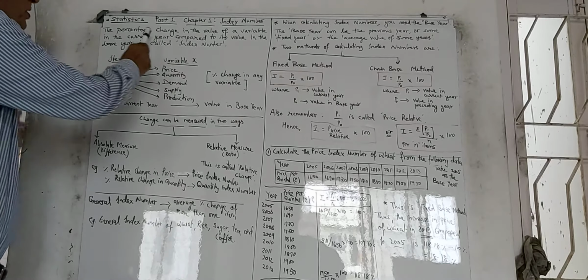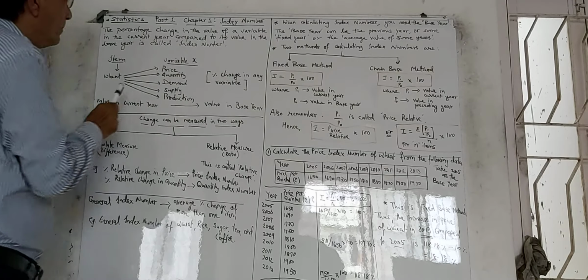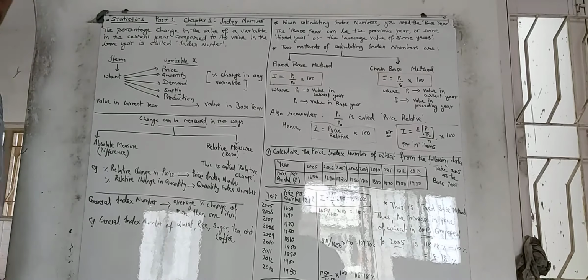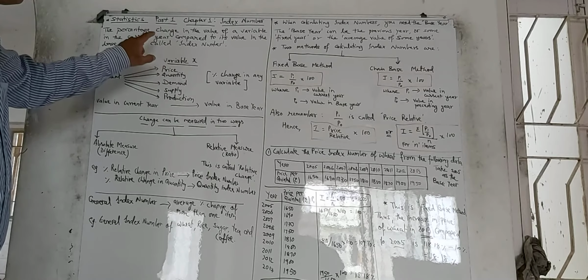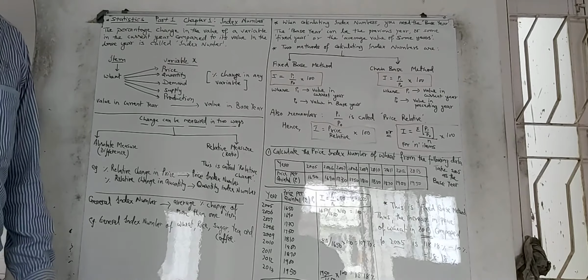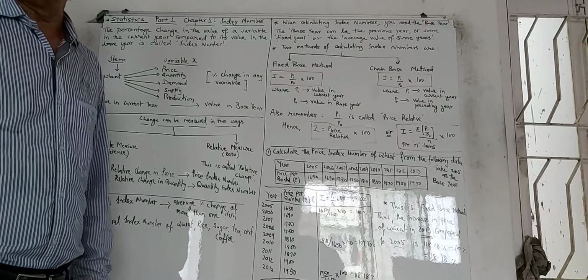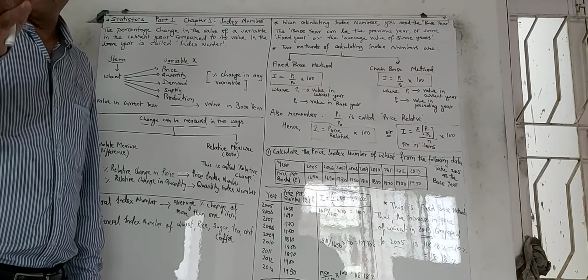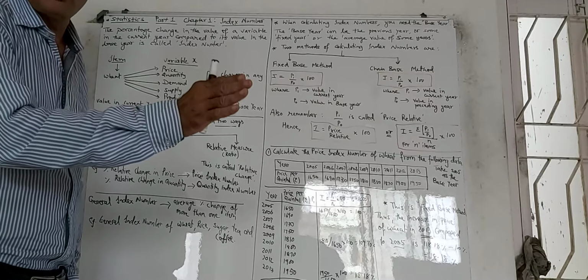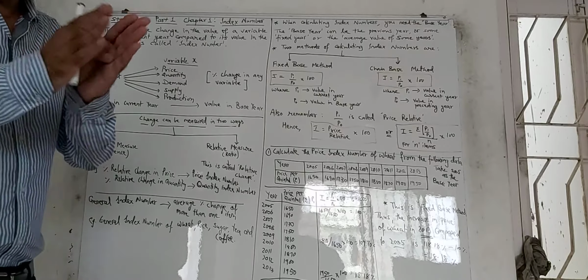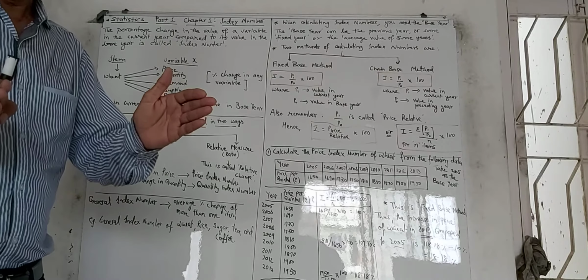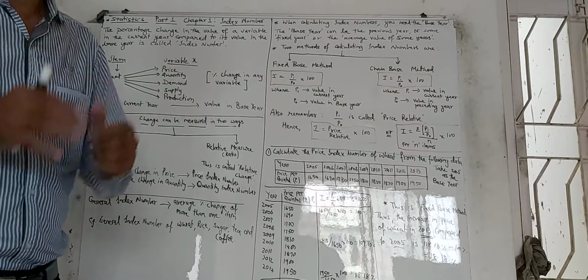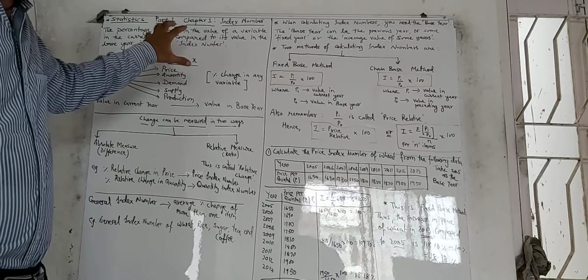First of all, the percentage change in the value of a variable in the current year compared to its value in the base year is called its index number. The important word here is percentage change. Like for example, your own performance. Your performance in 11th standard, you compare it with your performance in 10th standard. The percentage change in your performance in 11th compared to your 10th standard performance, that is also a kind of index number.